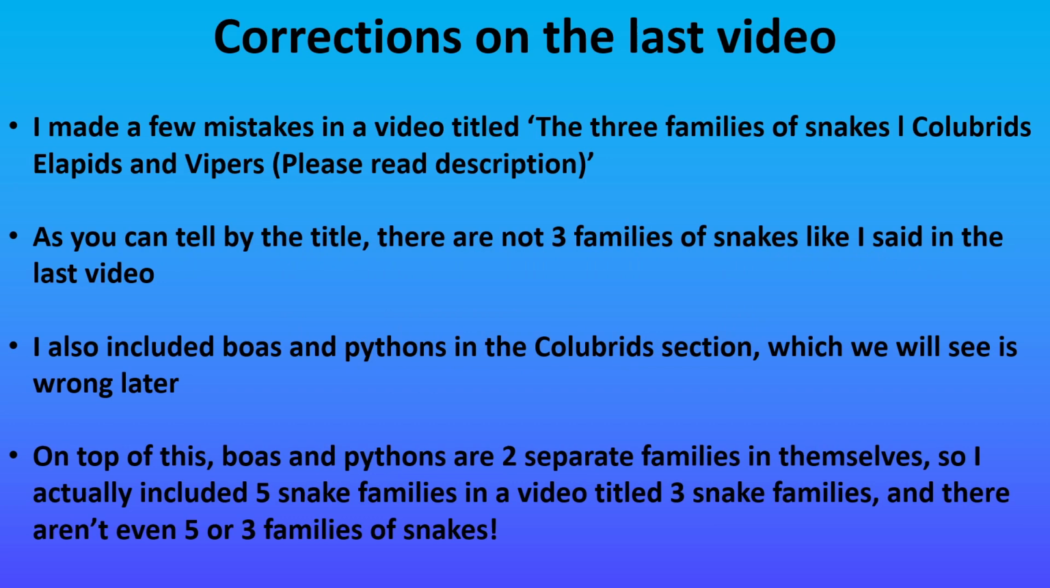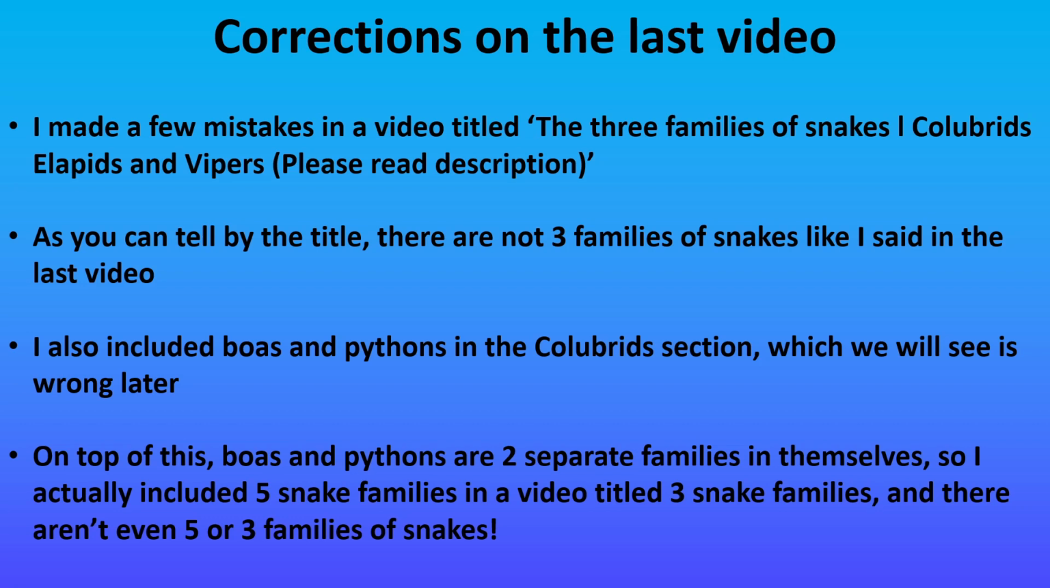So first thing I have to do is correct a last video that I made, in which I made a few mistakes. It was titled The Three Families of Snakes: Colubrids, Elapids, and Vipers. As you can see, I added into the title "please read description" in brackets, because I had to correct the mistakes in the description. There are not three families, like I said in the last video, and I also included boas and pythons in the colubrid section, which we will see is wrong later.